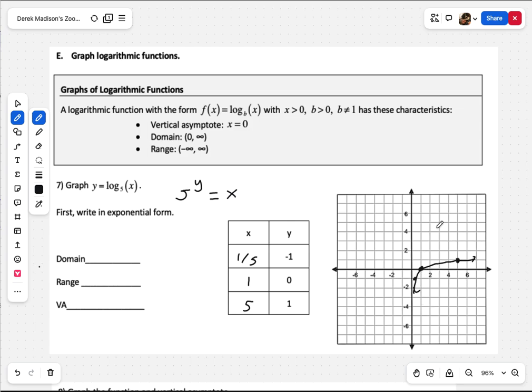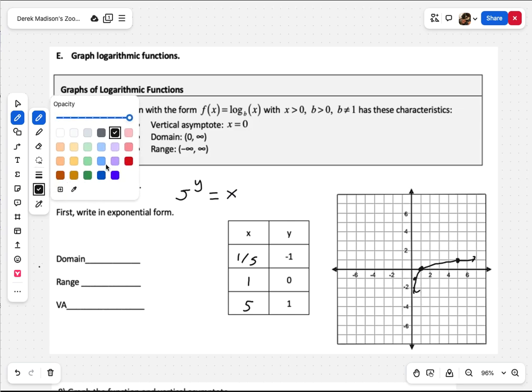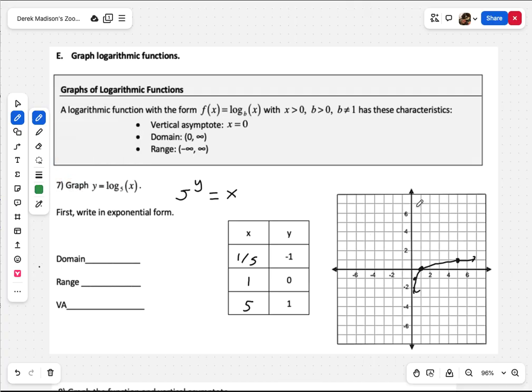We have a vertical asymptote this time instead of a horizontal asymptote. So the vertical asymptote is going to be the y-axis, or if you remember last time, the horizontal was the x-axis. Domain and range, like I said at the start of the video, have swapped. So the domain has to be greater than 0, and the range can be all real numbers.